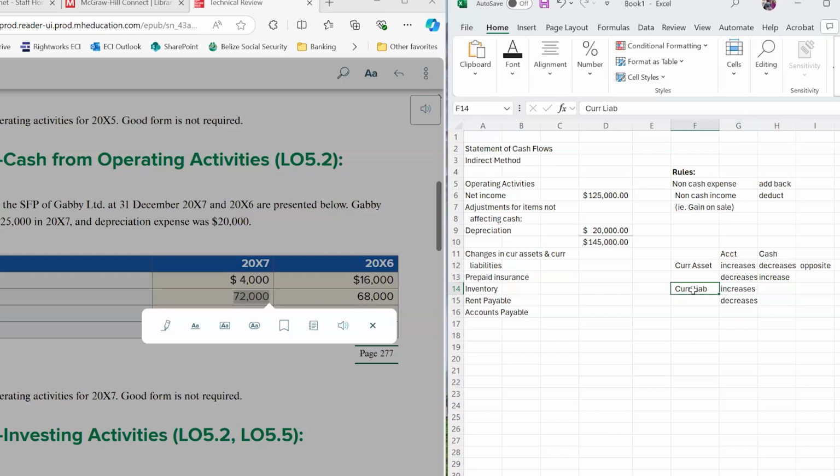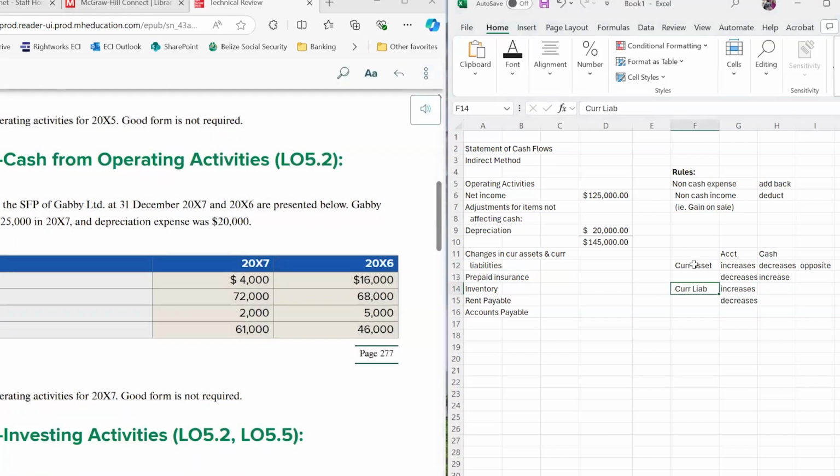And then when you're looking at current liabilities, it's opposite of what we're doing on the assets. So here for current assets, we said that everything goes opposite for cash. If your asset goes up, your cash goes down. Well, for current liabilities, if it increases, say we owe vendors more money than we paid, that means our accounts payable went up. And in this case, it did. We owe them 61,000. Last year, we only owed them 46. That means we didn't pay them as much this year because there's more owing. So basically what happens is when your current liabilities increase, that means your cash also increases because you paid less.